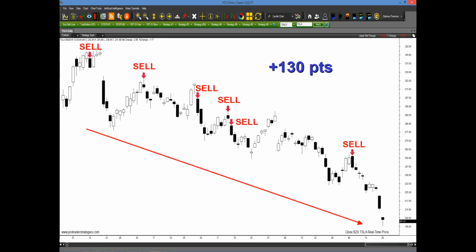Look at all these signals that were generated, okay? Had you taken the very first one up here, potentially you could have captured 130 points. Once again, it's up to you if you wanted to stay in that long. You could have just said, well, you know what, I'm going to make 1 or 2 points and get out. It's entirely up to you.